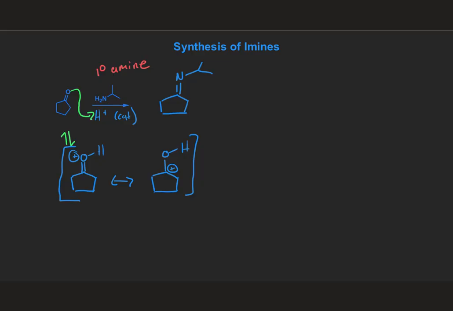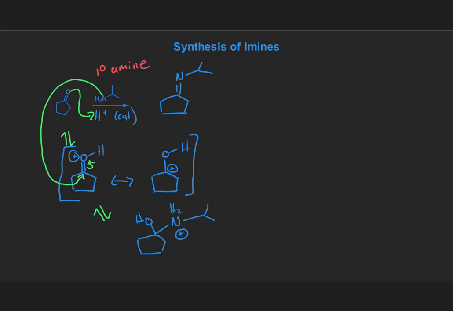In a second step, the nucleophilic nitrogen is going to come in and attack the carbonyl carbon and kick those electrons up to form a tetrahedral intermediate, in which we have an alcohol or an OH group and a nitrogen with a positive charge.